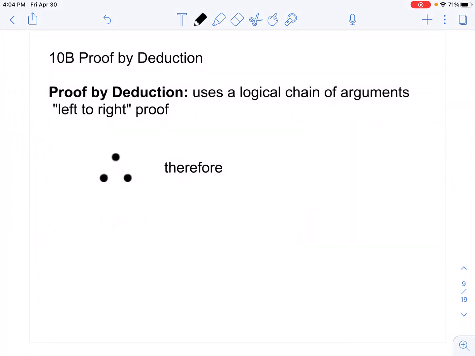10b is proof by deduction. Proof by deduction uses a logical chain of arguments. It's a left to right proof, so you're only working with one side of the equation. If you remember back when we were doing trig identities, we were doing proof by deduction. Another symbol that you might see is this symbol with the 3 dots. It means therefore, so sometimes you see that at the end of the proof. Therefore, this is true.